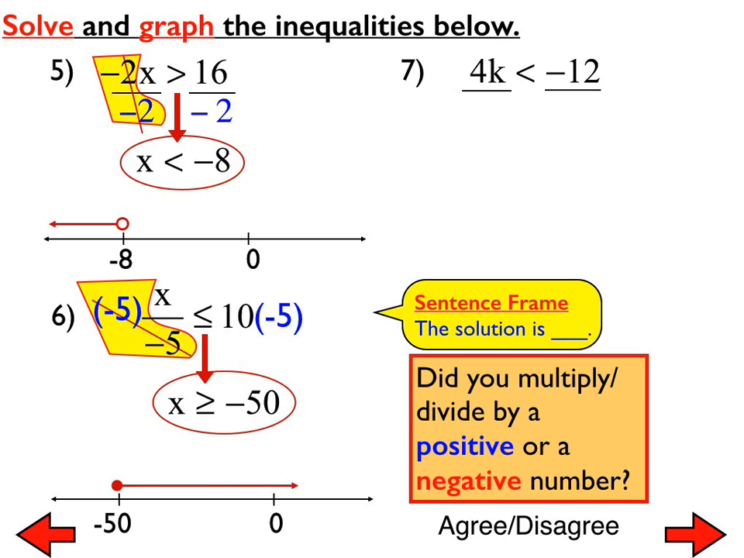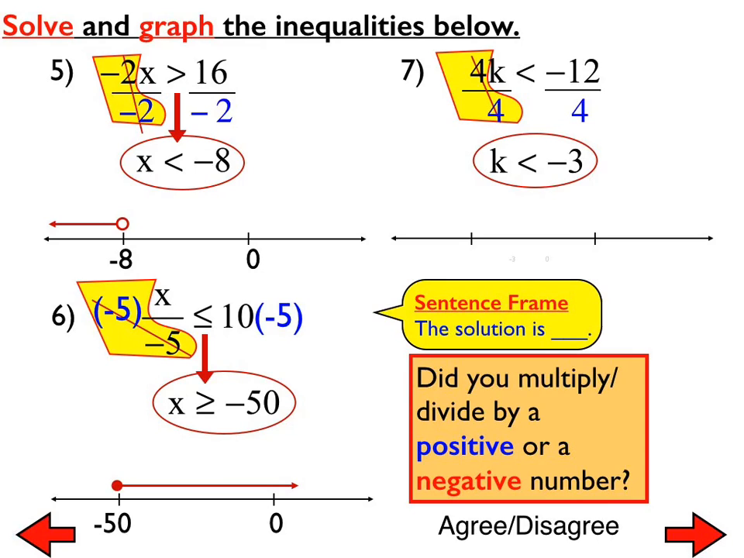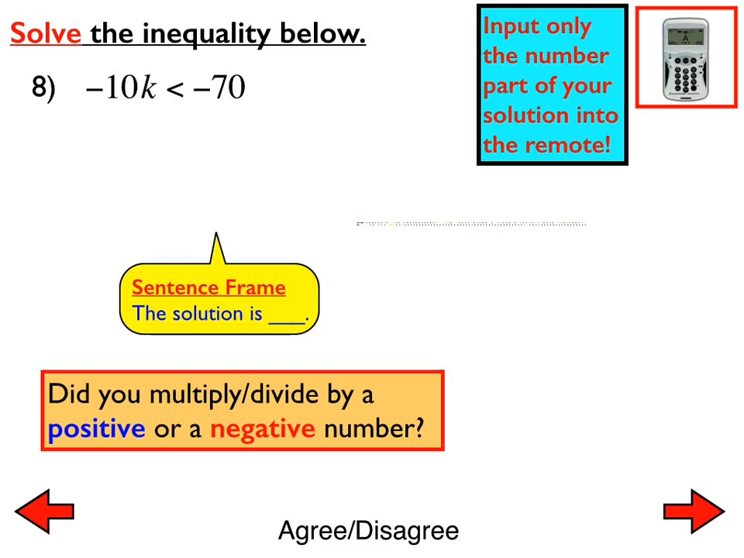Number 7, we divide both sides by a positive 4. It has nothing to do with that negative 12 as far as the flipping. So therefore, we do not flip in this one. The solution is k is less than negative 3. Graph looks like this. All right. This is what number 8 looks like.